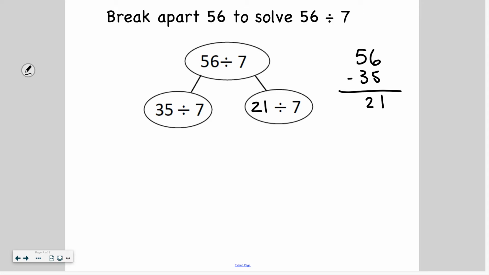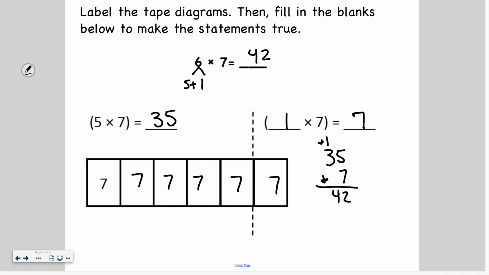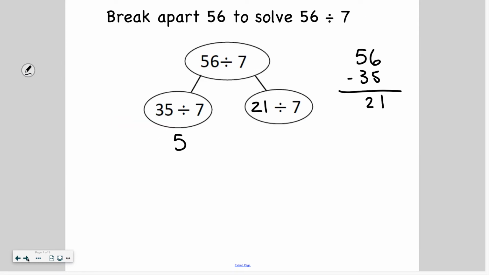35 divided by 7 is 5, because I remember in the other lesson, 5 times 7 is 35, so the opposite is also true. And 21 divided by 7, let me count up by 7 to see how many times it takes me to get to 21. 7, 14, 21, that's 3 times. So 21 divided by 7 is 3.